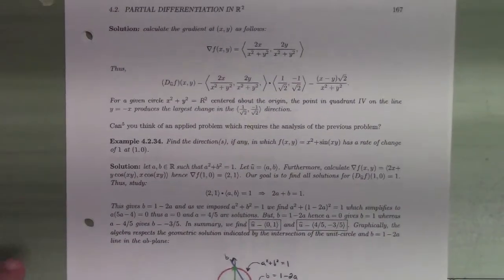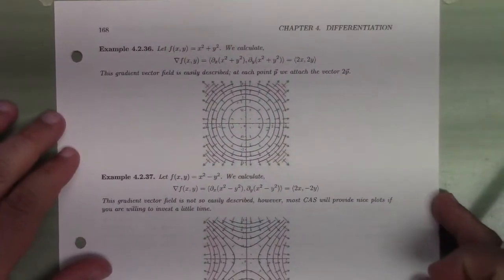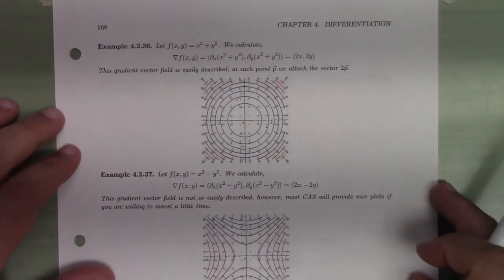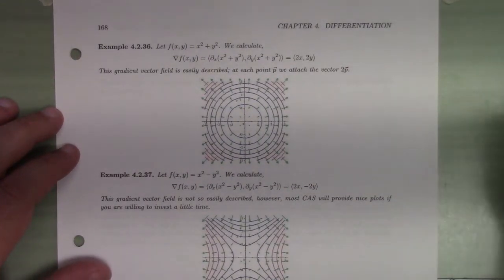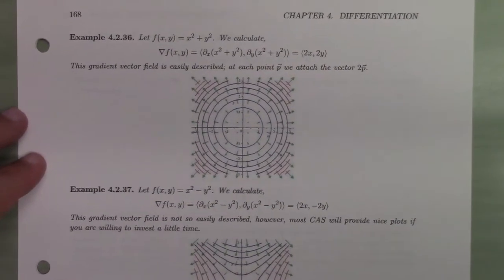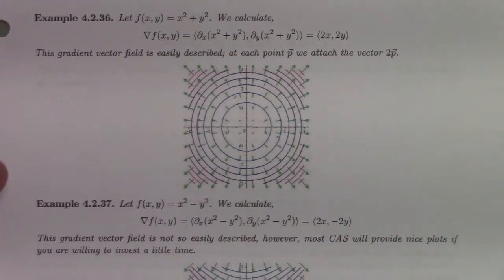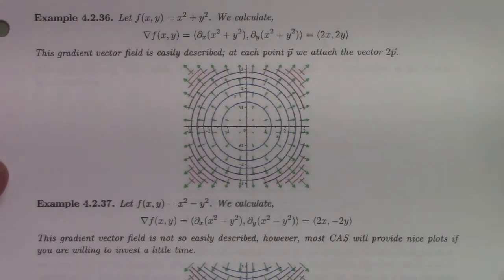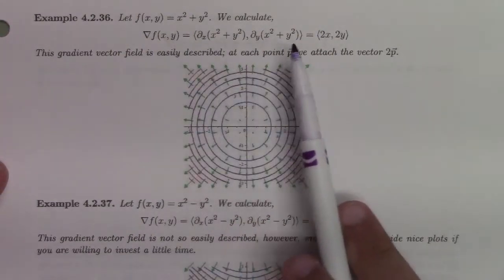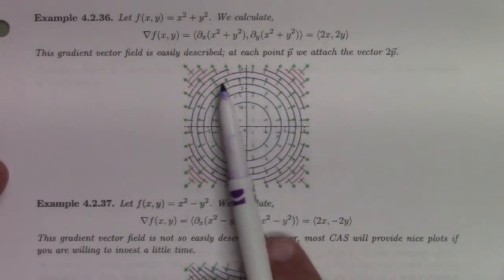Now, it's useful to look at some visualizations of the gradient vector field for some examples, because it's going to give us a lot of insight as to what's going on here. And so here's an example, and I think I can zoom in just a little bit more. I'm going to go ahead and do that. There we go. So this is the example. The function that we're looking at here is x squared plus y squared. So calculate the gradient, we get the vector 2x comma 2y. So this is a visualization of that.